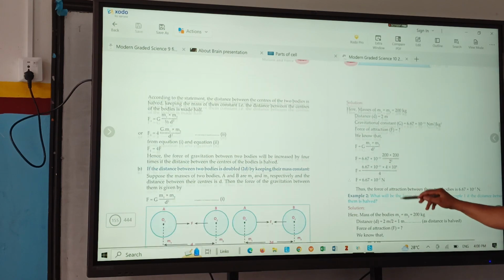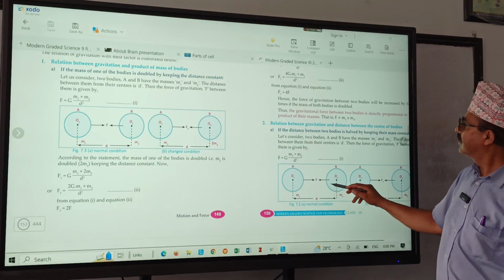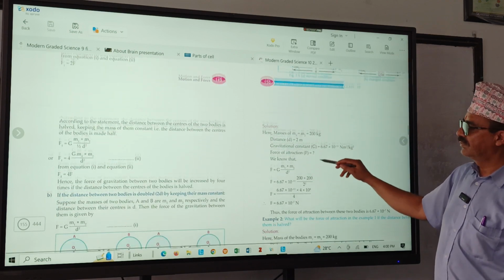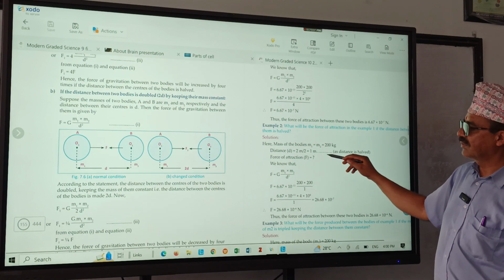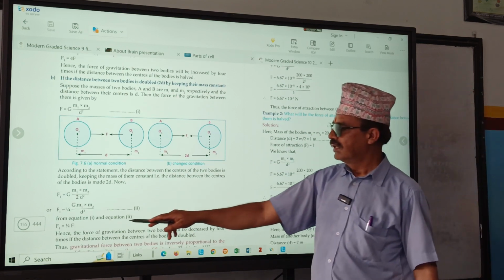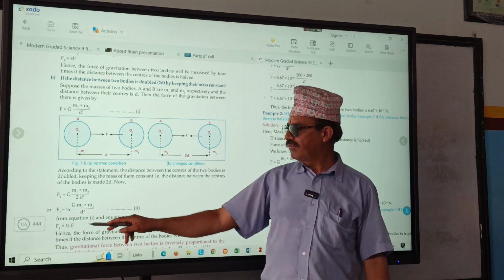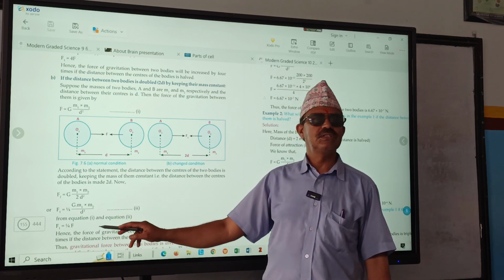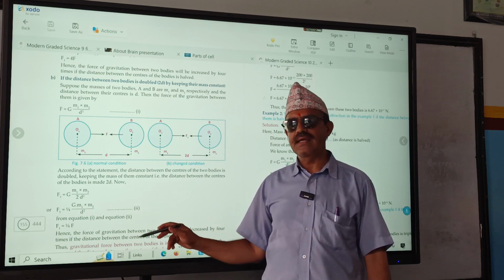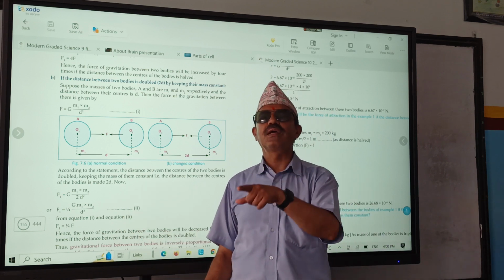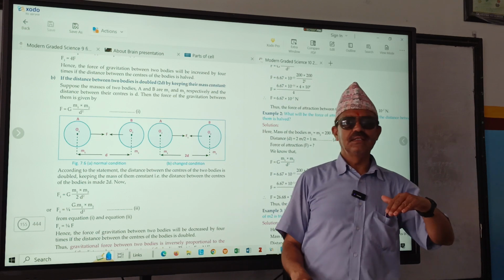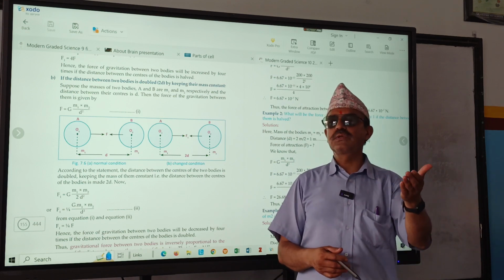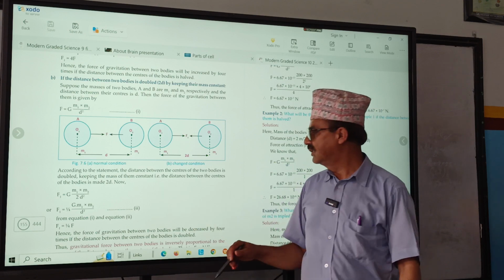And another, what is here? Every time they have got the same thing. They are doing similar types of questions. What is given here? F1 equals 1 by 4 F, meaning gravitational force changes to 1 by 4 times, or it decreases 4 times. 1 by 4 means decreases. If multiplied, it increases; if divided, it decreases.